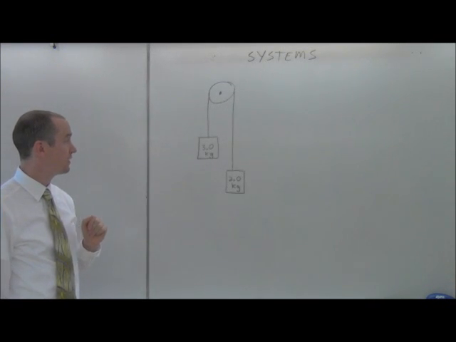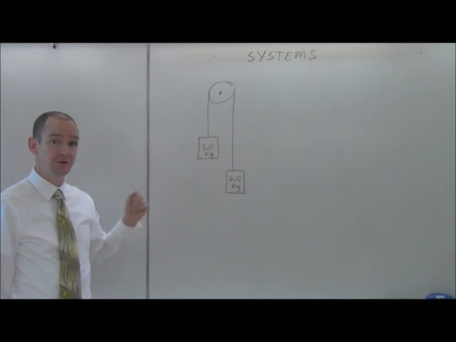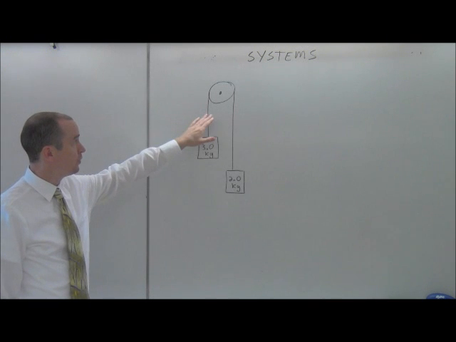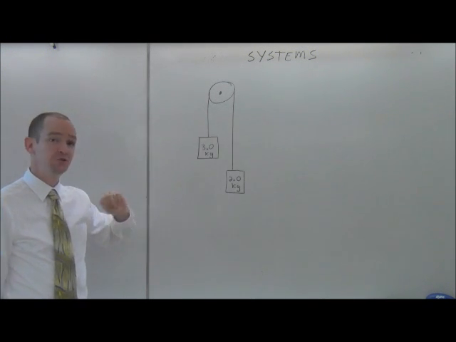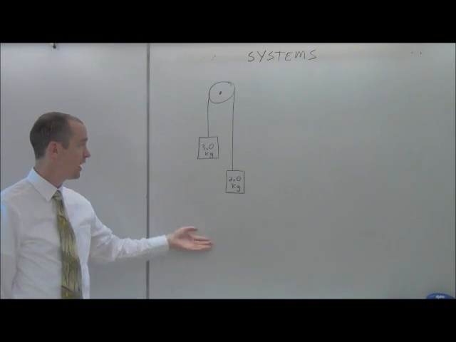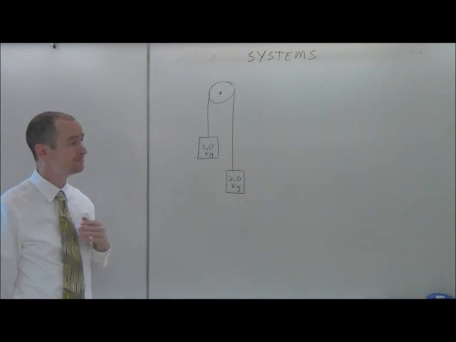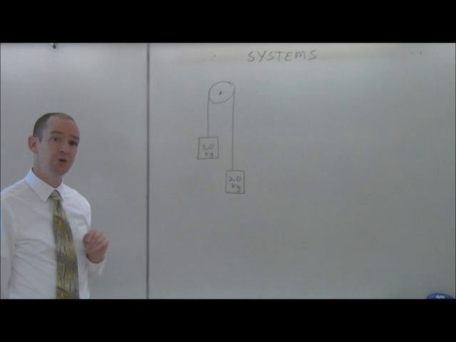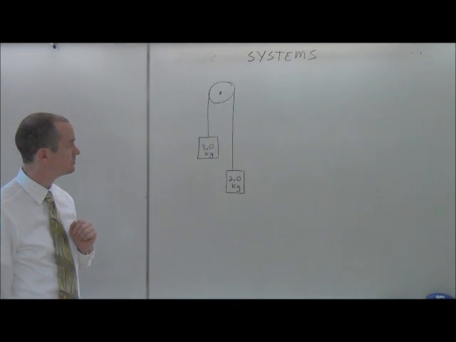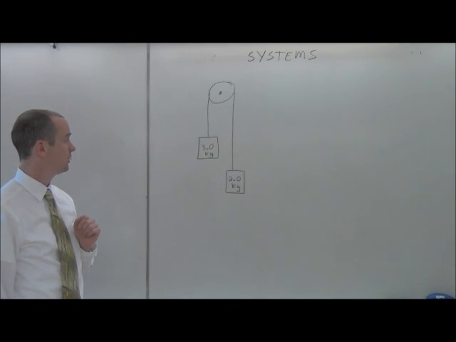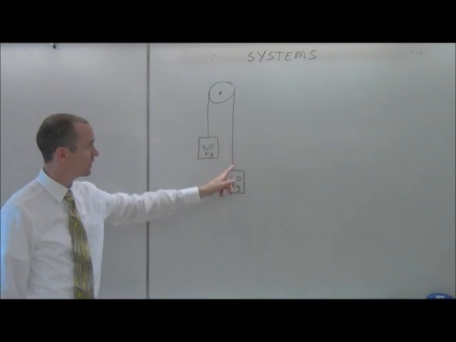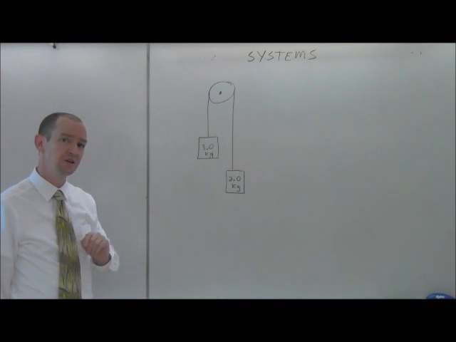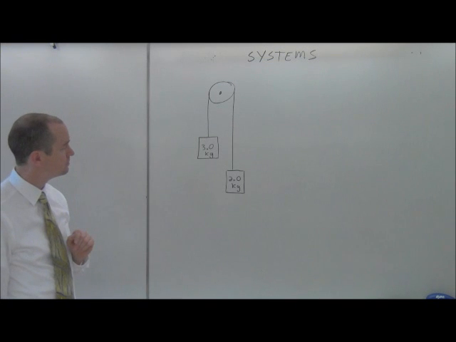Well, the first question I can ask is, what direction is this thing going to move? Assuming the pulley is stationary, it should make sense to us that the heavier block is going to move down and the other block will move up. Which one of these blocks do you think will have the greater acceleration? Well, it should make sense that they're connected by a string, and therefore the acceleration for each block should be the same.